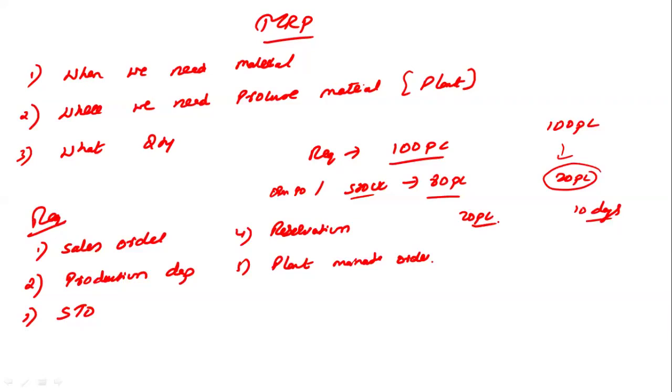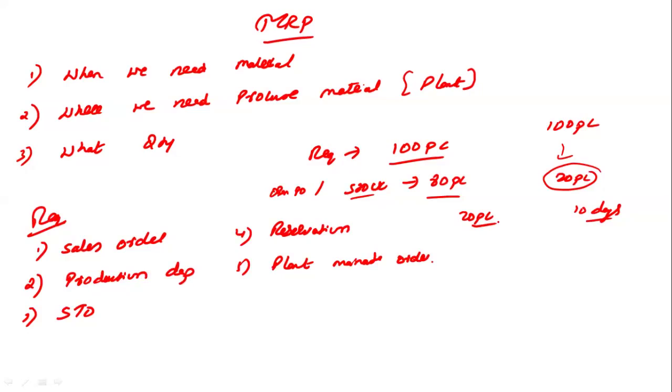To do this manually, what should an employee do? He should check what is the requirement coming from sales order, production order, STO, everything. You need to check the stock manually. Check if there is any open PO manually. Then if it is a shortage, you need to place a PR. To do all these activities, it's going to take a lot of time. So that is the reason to reduce manual tasks.